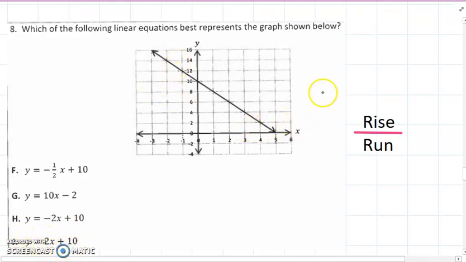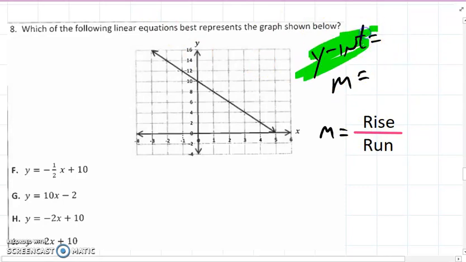You're going to use rise over run again. First find your y-intercept, and then find your m, or your slope. This is equal to the m. So first, you can find the y-intercept. Look at your line, and where does it touch the y-axis?